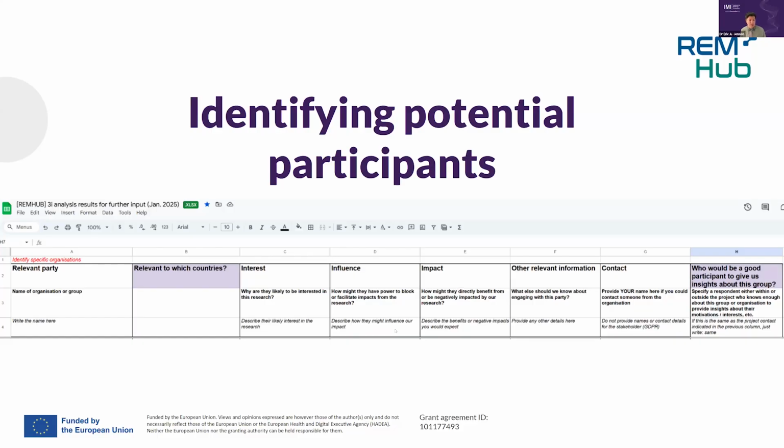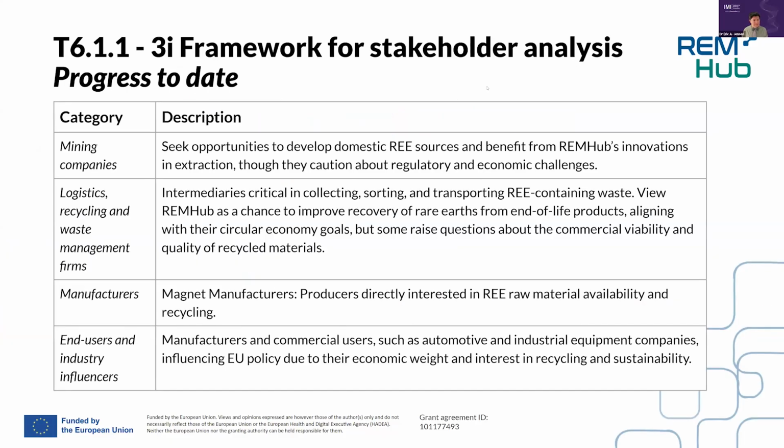So instead, we focus on that entry level of interest, influence, and impact. So why are they likely to be interested in this research? How might they have power to block or facilitate impacts from the research? And how might they directly benefit from or be negatively impacted by our research? And anything we should keep in mind if we're thinking about engaging this organization or group.